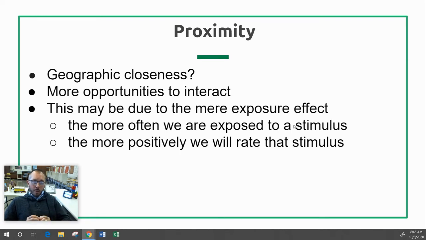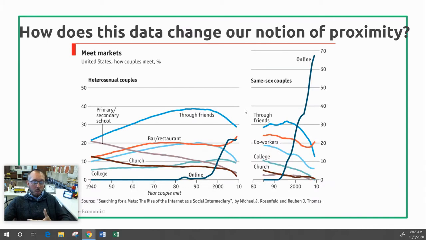The mere exposure effect just says that the more often we are exposed to a stimulus, the more positively we will rate that stimulus. And this works with things and it works with people. Now, I do want to unpack the fact that it might not just be geographic nowadays. That exposure could also be electronic. Notice on these graphs, how does this data change our notion of proximity?